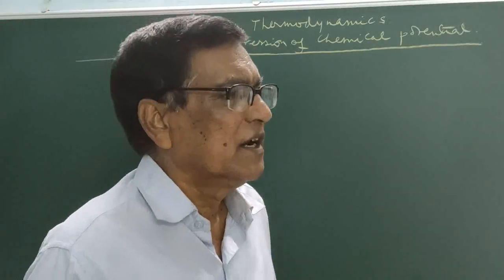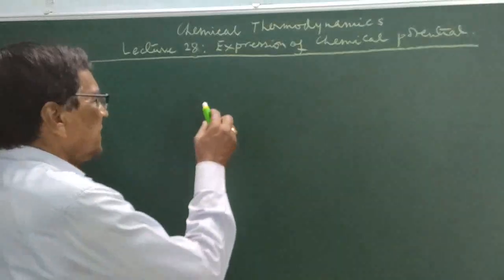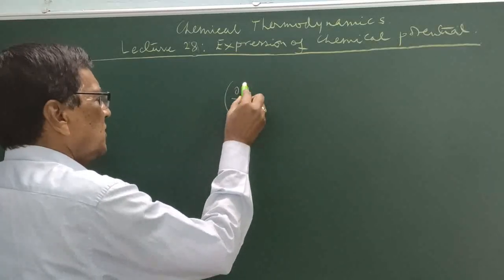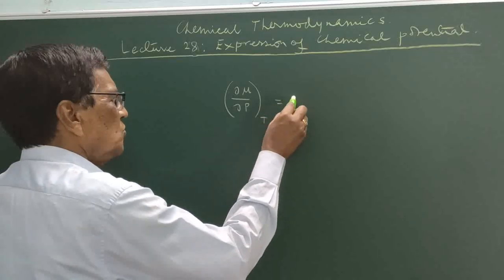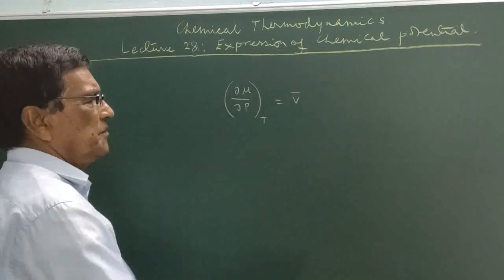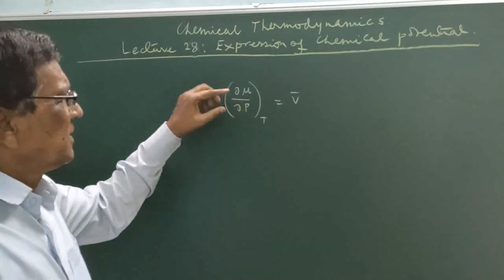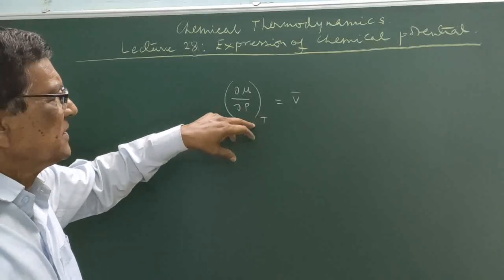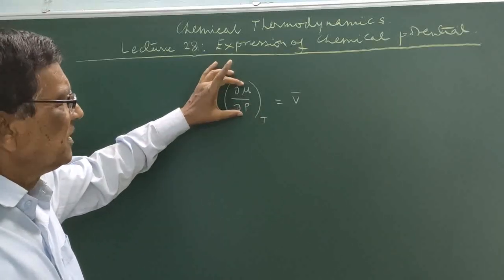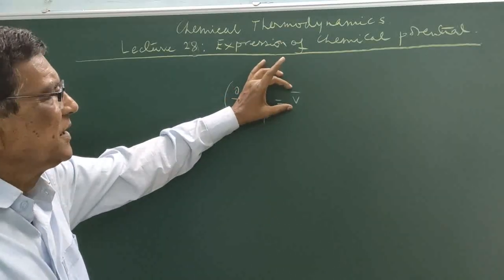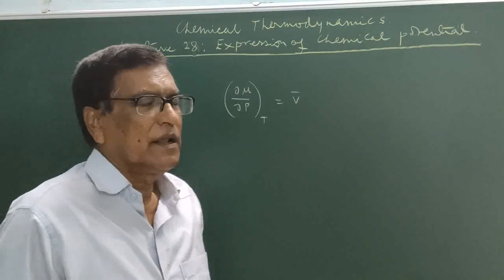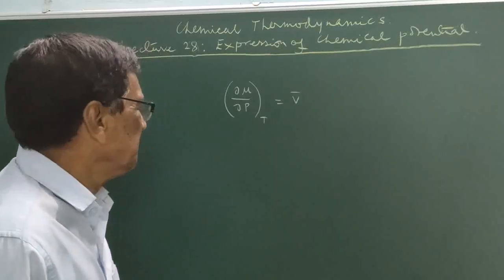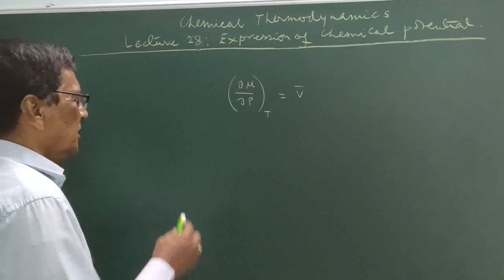I have already discussed, you probably know, that del mu by del P at constant temperature is equal to V bar. This is the change of chemical potential with respect to pressure at constant temperature. That means the effect of pressure on the chemical potential. V bar is the molar volume of the substance.